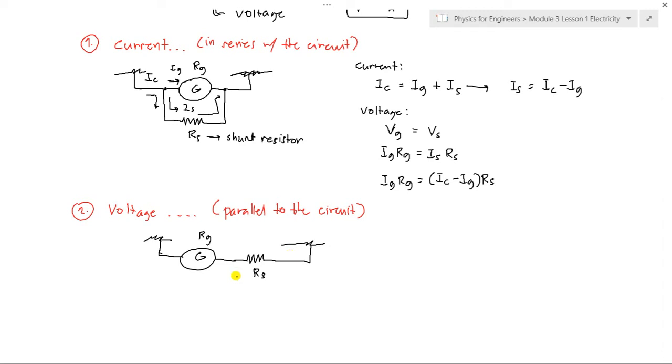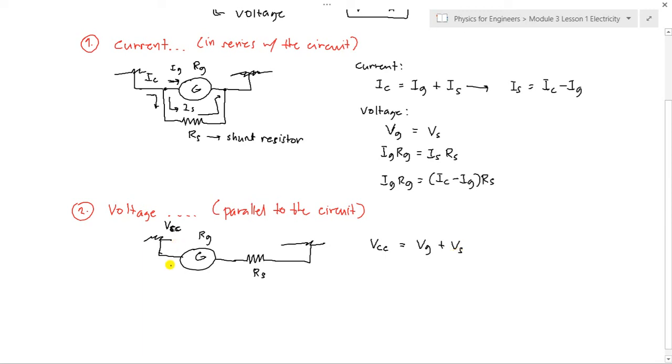So here, if we have a source voltage coming from the circuit, let's say this is VCC. Since the galvanometer and the resistor are in series, the source voltage is just equal to the voltage in the galvanometer plus the voltage in the shunt resistor.